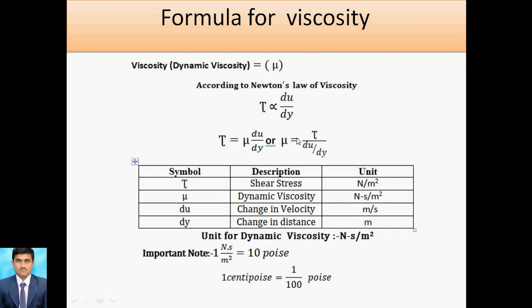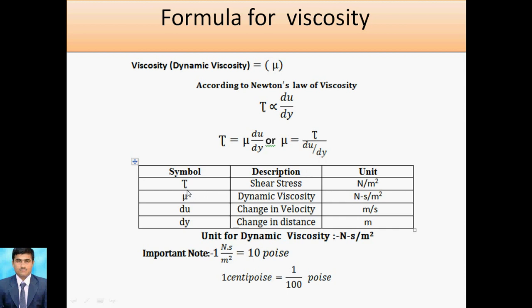As you know, tau is shear stress, mu is dynamic viscosity, and du is the change in velocity. Here change in velocity means final velocity minus initial velocity, which is why it is called change in velocity. Dy is the change in distance. Means what? If there are two plates, the distance between these two plates is called the change in distance, that is dy. So you can put the values over here like this.